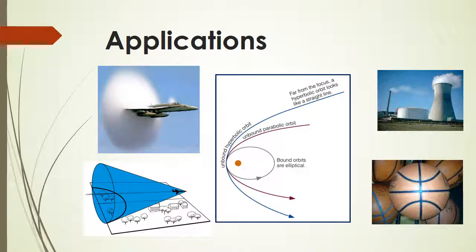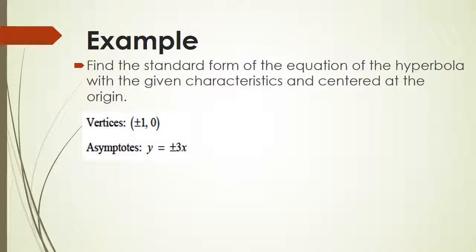Here are some applications. It's a little harder to find the hyperbola ones, but the first picture there is a jet going supersonic, and the top and the bottom there are an illustration of that. There are comets that have hyperbolic orbits. The nuclear reactor there is kind of a hyperbola shape, and then of course the basketball design there.